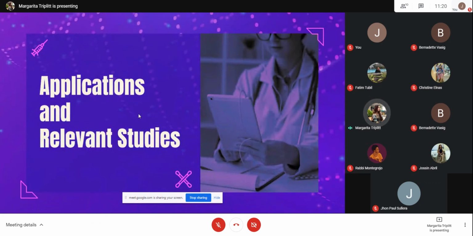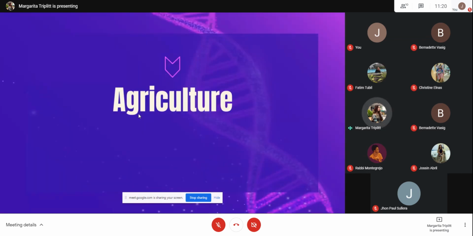Next is the application of CRISPR-Cas9 in different fields of biology and its relevant studies regarding its application. So in agriculture, this tool is also implemented or used in conferring disease resistance in plants or crops for acquiring desired traits also.